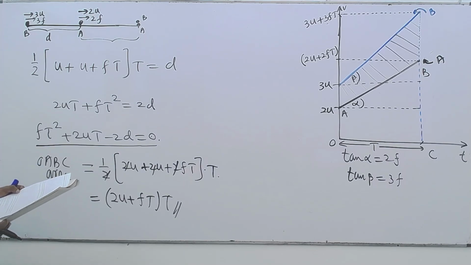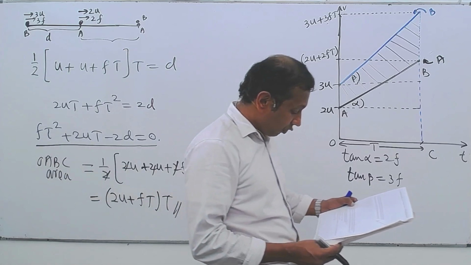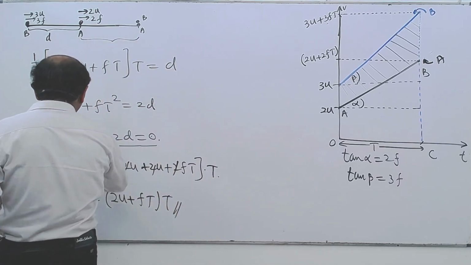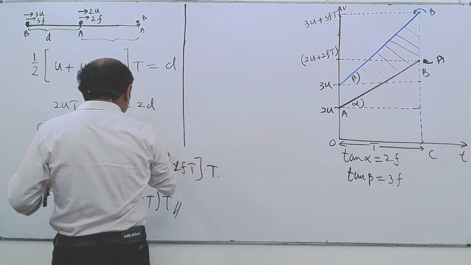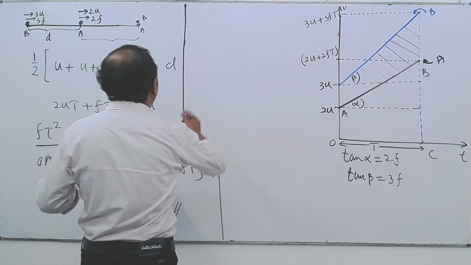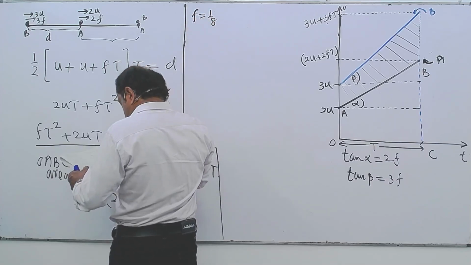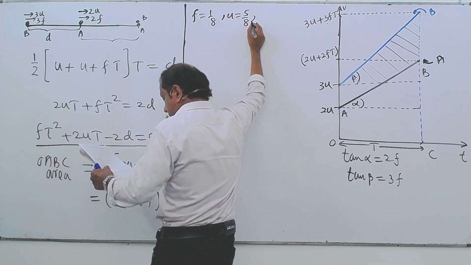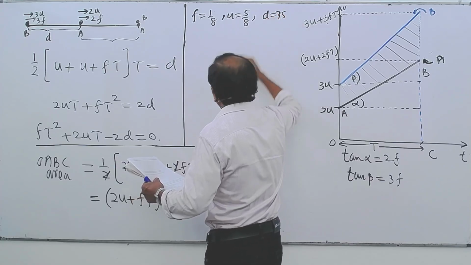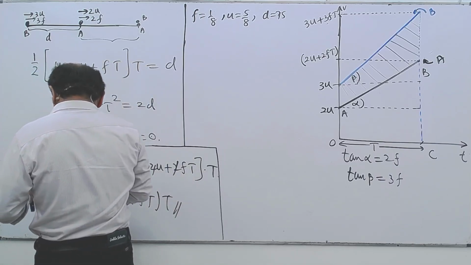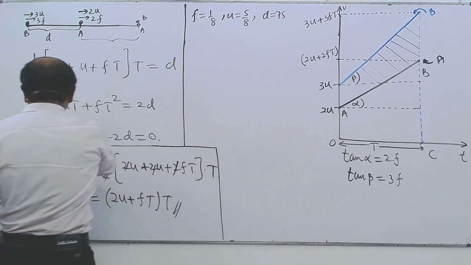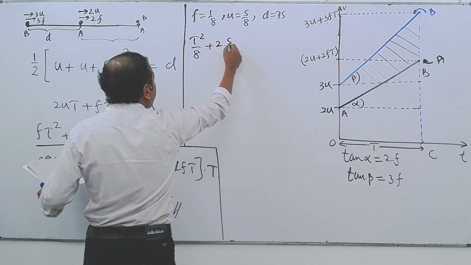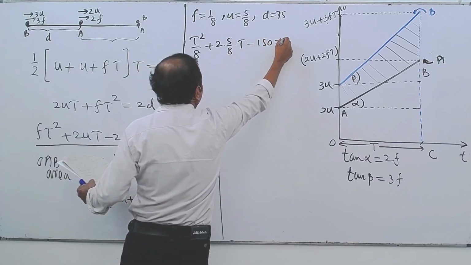Second one: if f is 1 over 8, u is 5 over 8, and d is 75 meters, find the time taken by B to overtake A. Alright, so in this result we'll substitute those given values. F is given as 1 over 8 meters per second squared, u is 5 over 8, okay, and d is 75. Once we substitute them, we get ft squared, t squared by 8 plus 2 times 5 over 8 t minus 150 equals 0.